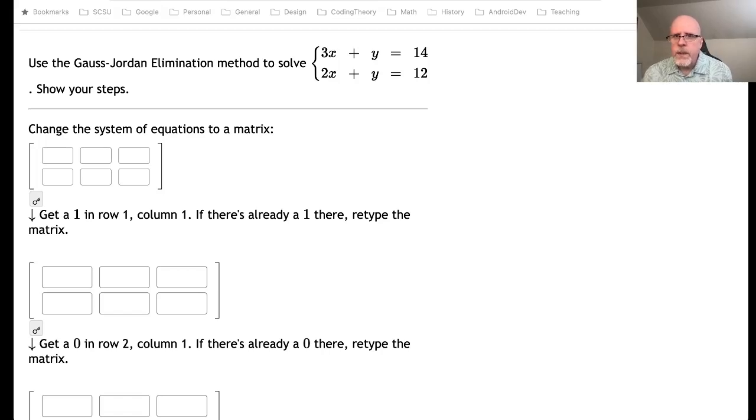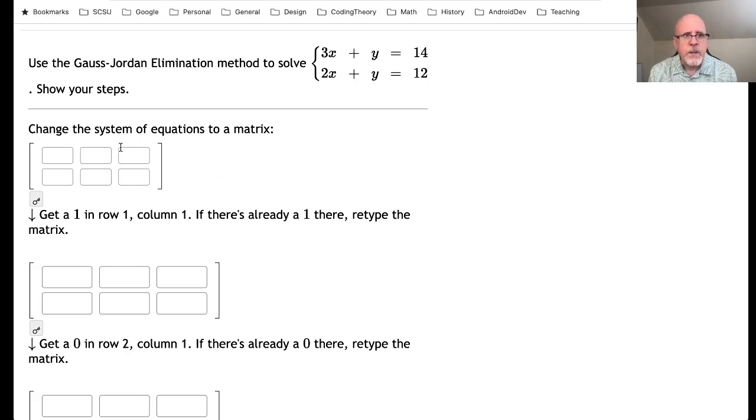Hey everybody, I was asked to give a quick example of using the Gauss-Jordan elimination method to solve a system. This is one from one of the problems in the book, in the My Open Math system. The system of equations given here is 3x plus y is 14, and 2x plus y equals 12. Now, we could solve that graphically, right? Just graph both lines and see where they intersect. But let's follow the steps that they've asked us to do.